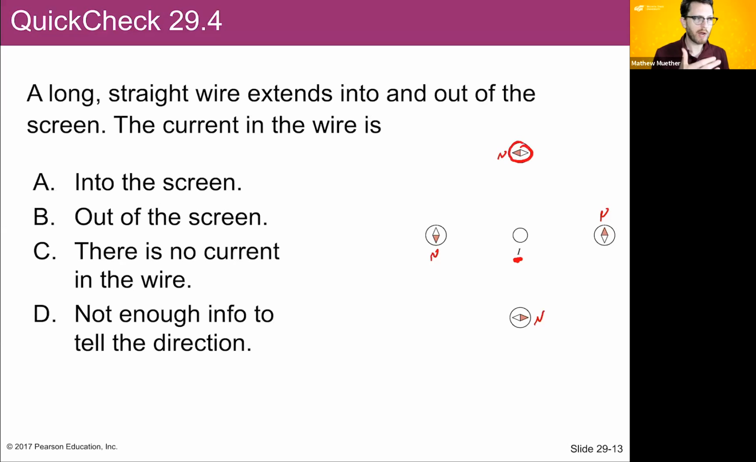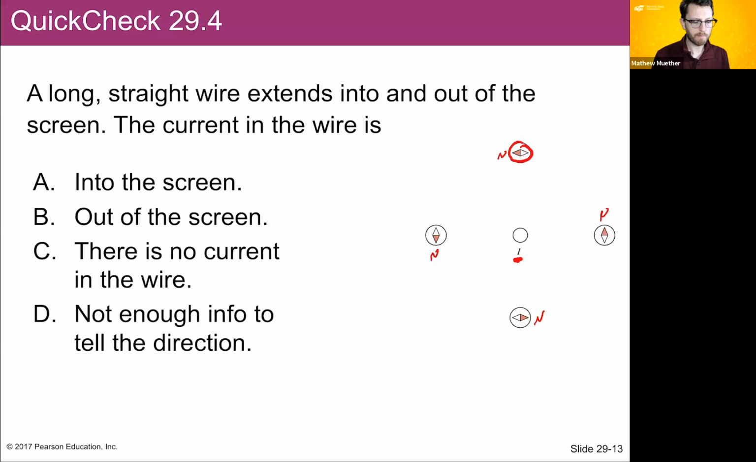So the right-hand rule, we know our thumb is going to point in the direction of the magnetic field. Our index finger needs to align with the direction of the moving charges, right? That's the direction that the current flows. Remember, the current points in the direction of the moving charges. And then our middle finger points in the direction that we travel from that current out to that object.